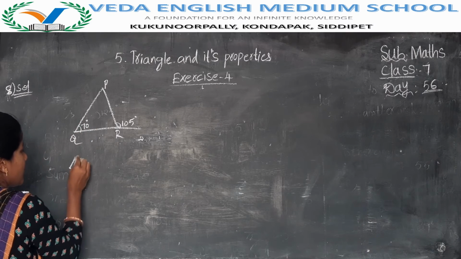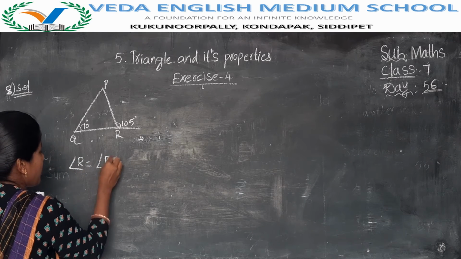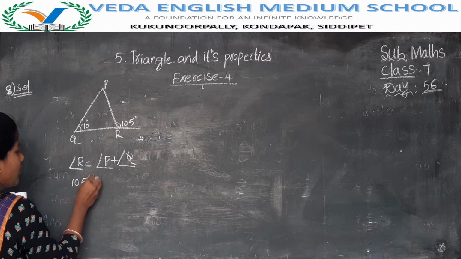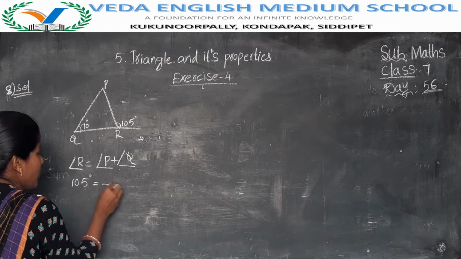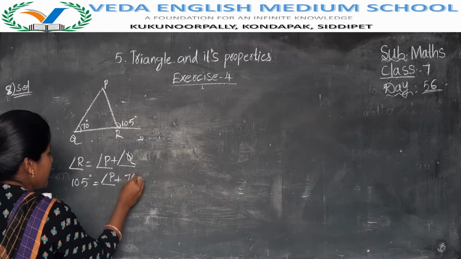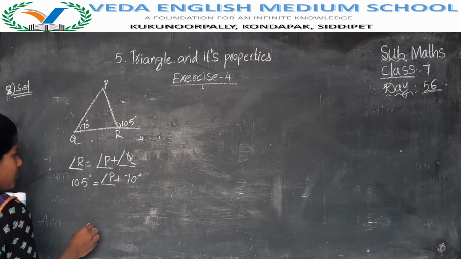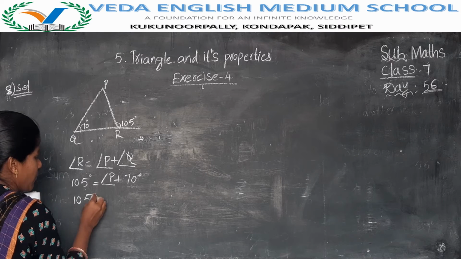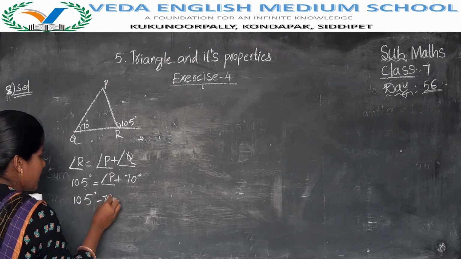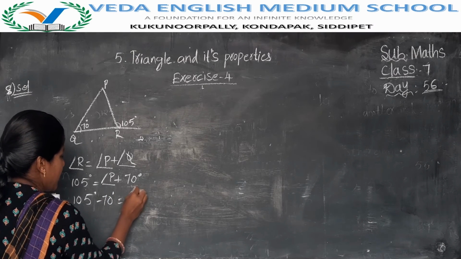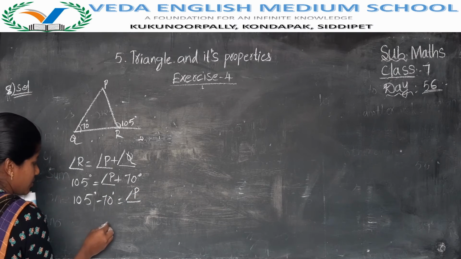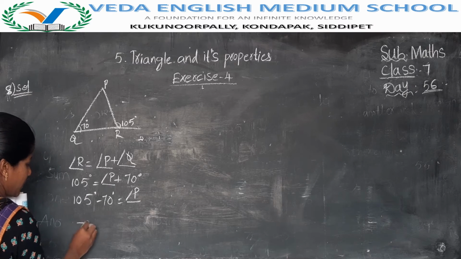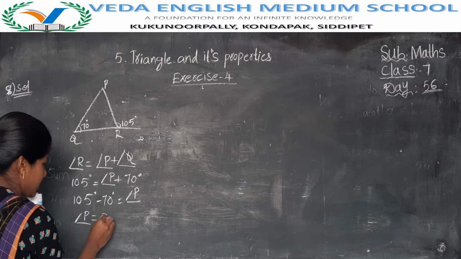So angle R is equal to the sum of angle P plus angle Q. Angle R we know, that is 105 degrees. 105 degrees is equal to angle P, which we don't know, plus angle Q, which is 70 degrees. Then 105 minus 70, that is 105 degrees minus 70 degrees is equal to angle P. Then angle P is equal to 35 degrees. So angle P is equal to 35 degrees.